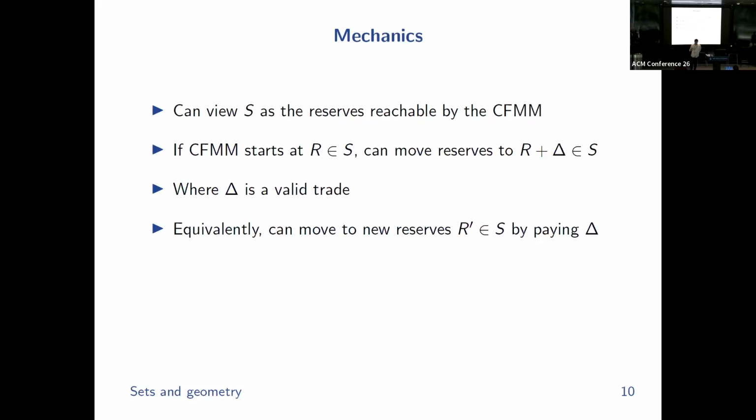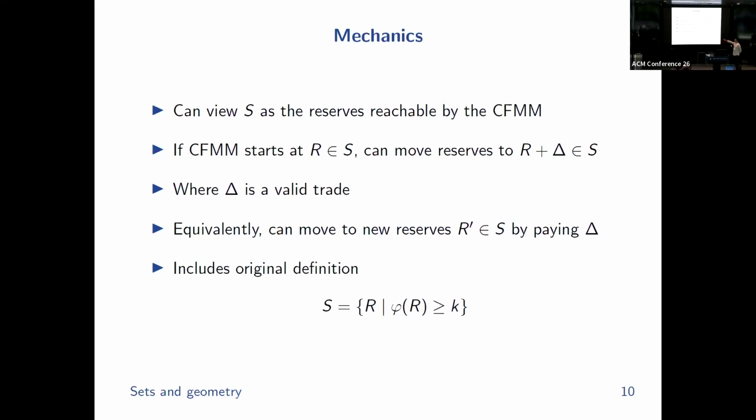So if the CFMM starts at some reserves R, any trader can come and propose a trade delta, which moves those reserves to R plus delta, so long as those new reserves R plus delta are also in the set. And that's what we call a valid trade. Another intuitive way to think about it is that you're able to move to any new reserves which also lie in the set, by just paying the difference between the previous reserves and the new. And this of course includes the original definition.